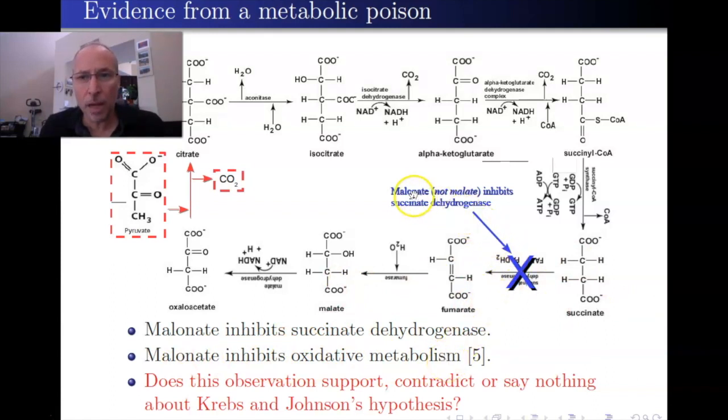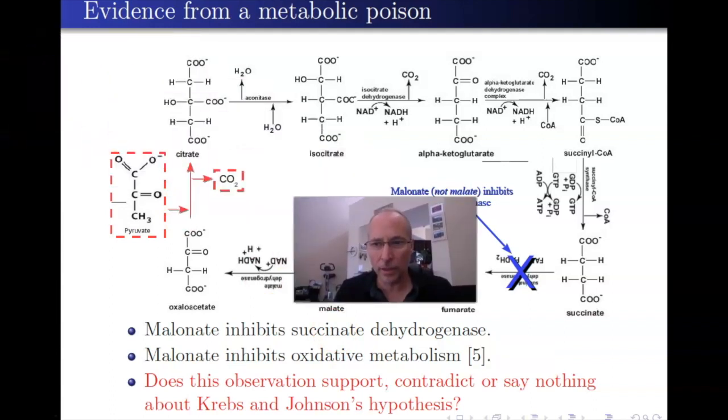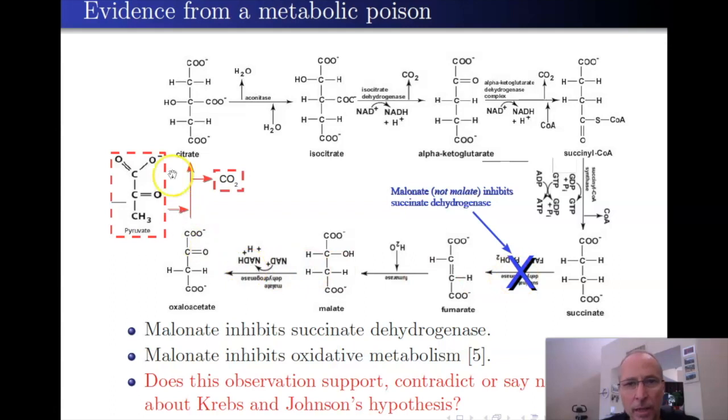What was discovered is that malonate inhibits oxidative metabolism by inhibiting this enzyme right here, succinate dehydrogenase, which blocks this step of taking succinate and making it into fumarate. Now, does that observation support, contradict, or say nothing about the Krebs and Johnson hypothesis? Well, there's no oxygen here, but malonate stops individuals from being able to use oxygen. So whatever connection there is in this cycle, it must be somehow associated with the oxygen, because malonate blocks this part of the cycle and it blocks oxidative metabolism. So therefore, it supports it.